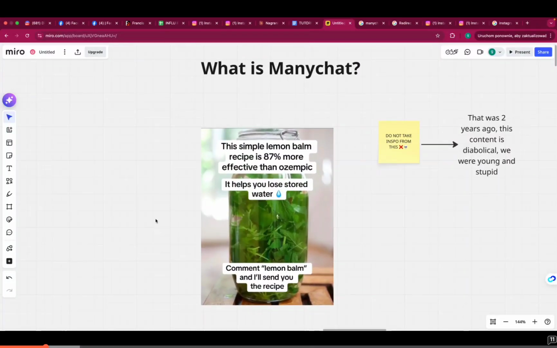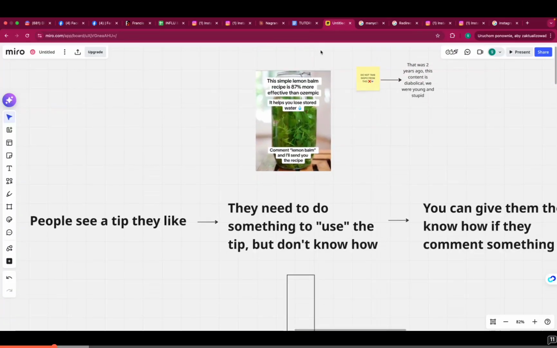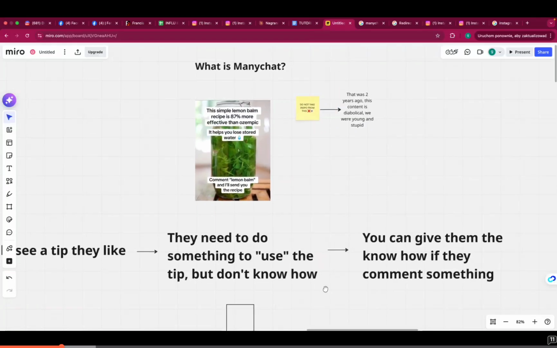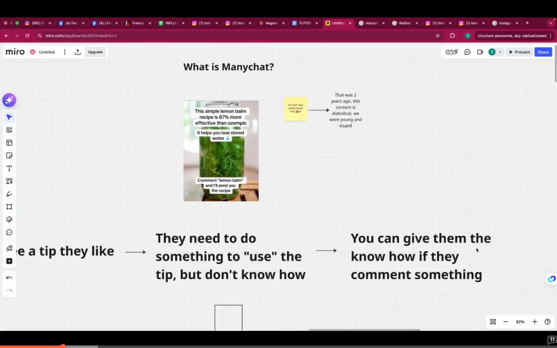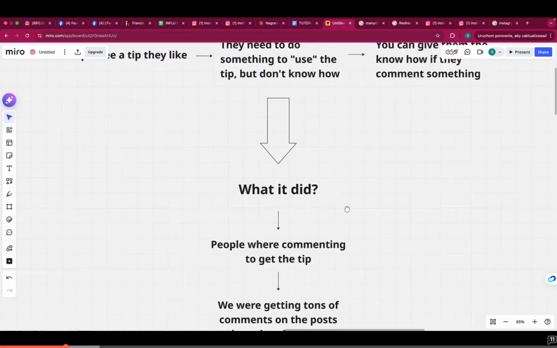So we're doing slideshows, health tips, and we started adding comment CTAs. There was a tip, and we said comment lemon balm, and I'll send you the recipe. So what happened? People saw the tip, they really liked the tip, but they needed to do something in order to use it. In this case, there was a recipe, and they needed to know the recipe to use the remedy. They didn't know how to do it, and we could give them the know-how if they commented something.